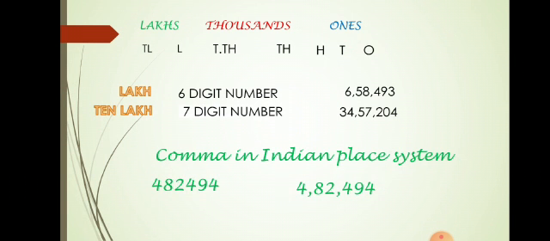Just for an example, 6,58,493. If you have any number of 7 digits, it means it is a 10 lakh number. 34,57,204. In this way, you can easily read your number.